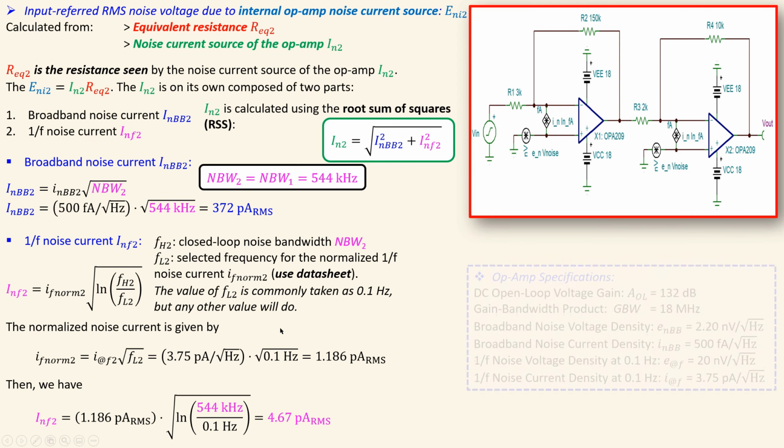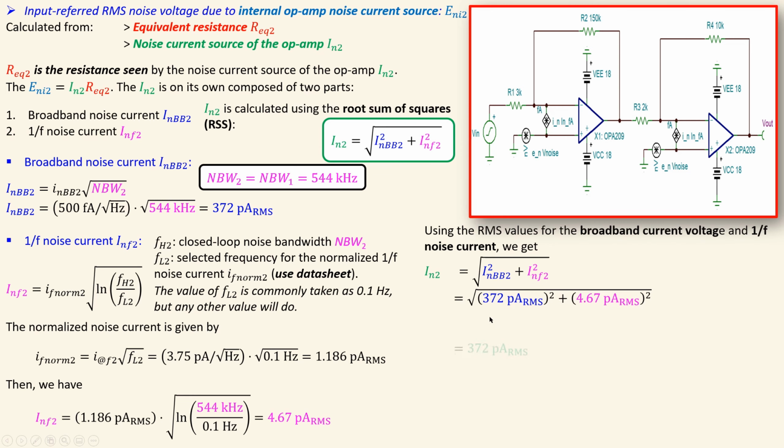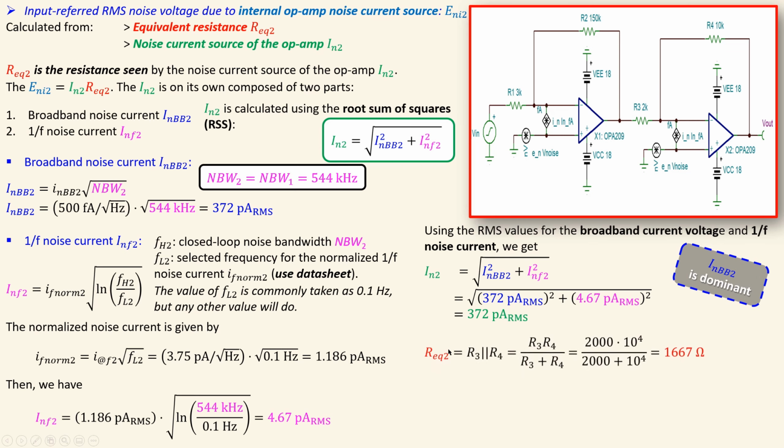Now we will have the total effective RMS noise current value. We'll again calculate using this formula, and then you have 3.72 picoamps RMS. Again, in this case, the broadband noise current is dominating. Now the equivalent resistance is different because R3 and R4 are different. So we'll have 1,667 ohms. If I now again use Ohm's law, the same current value with a different resistor, I will have 0.621 microvolts RMS.